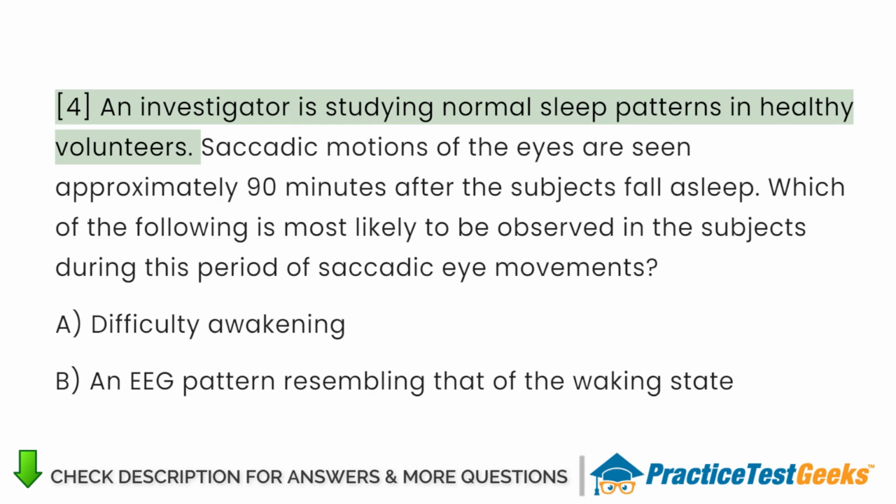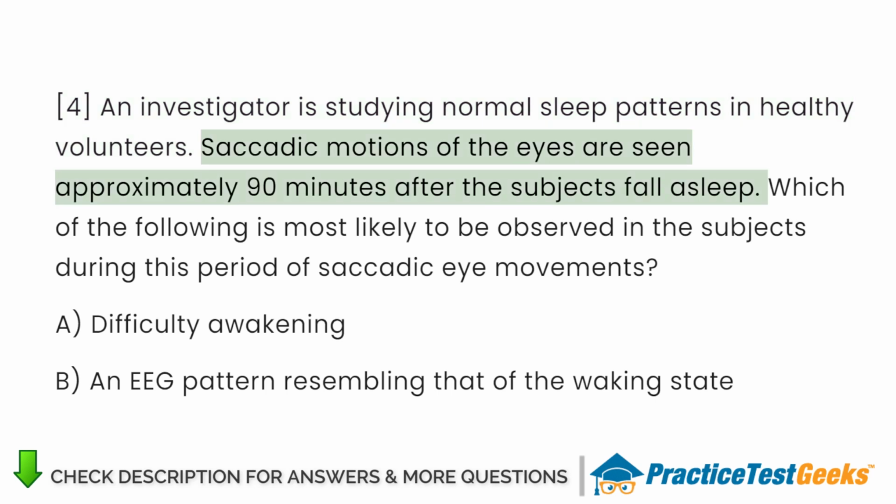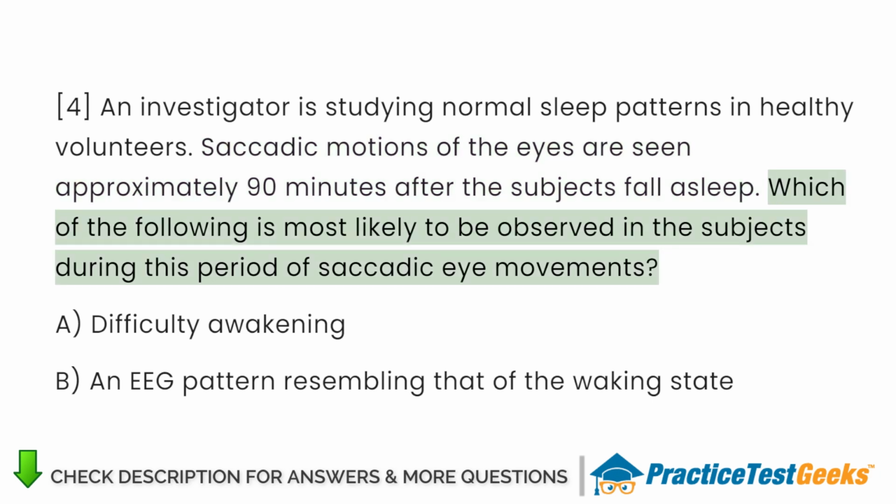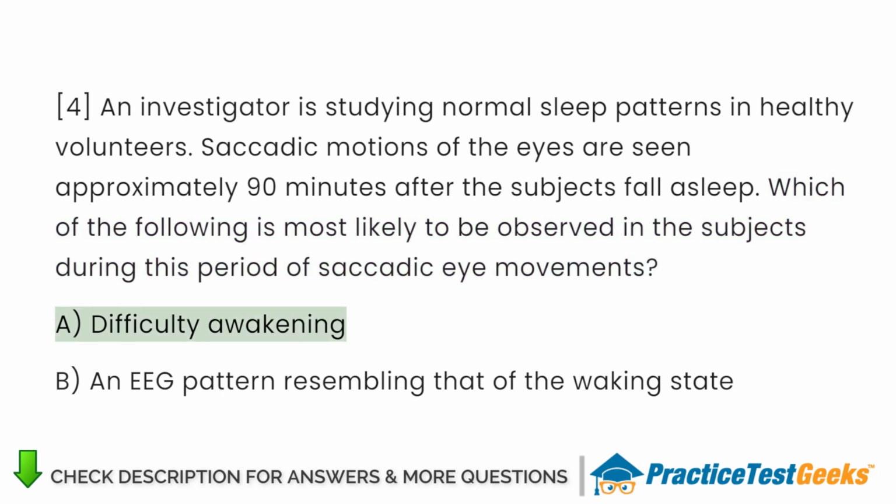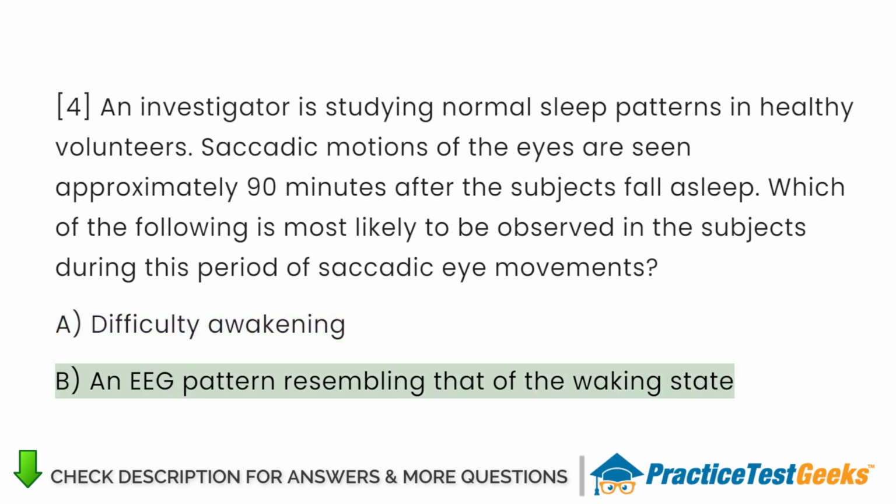An investigator is studying normal sleep patterns in healthy volunteers. Saccadic motions of the eyes are seen approximately 90 minutes after the subjects fall asleep. Which of the following is most likely to be observed in the subjects during this period of saccadic eye movements? A. Difficulty awakening. B. An EEG pattern resembling that of the waking state.